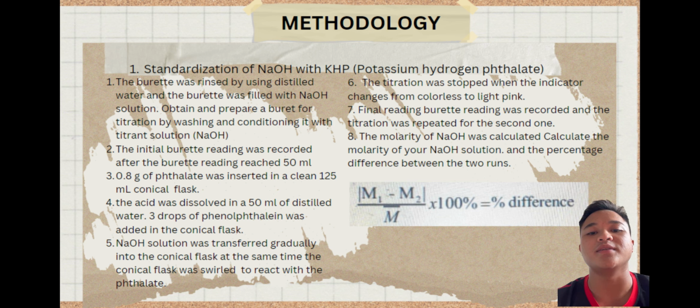The second step is the initial burette reading was recorded after the burette reading reached 50 ml. 0.8 gram of phthalate was inserted in a clean 125 ml conical flask, and then the acid was dissolved in 50 ml of distilled water. 3 drops of phenolphthalein were added to the conical flask. Next, the sodium hydroxide solution was transferred gradually into the conical flask. At the same time, the conical flask was swirled to react with the phthalate. The titration was stopped when the indicator changed from colorless to light pink. The final burette reading was recorded and the titration was repeated a second time.